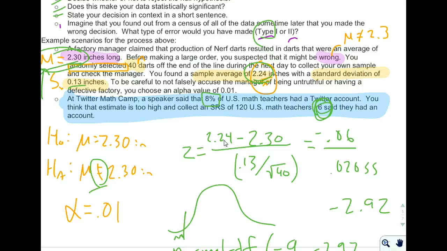Eventually you get down through all your data, you'll have to decide whether to reject or not, and that's going to look the same as it does for the means. Once you get to the bottom part, it's all going to be the same process. So that one you'll need to do on your own.